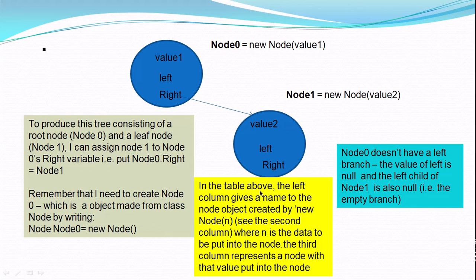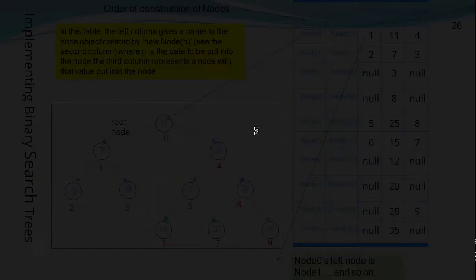Okay, we're going to have a little exploration of a table in a moment. So node 0 doesn't have a left branch. The value of the left is null, and the left child of node 1 is also null. And that's okay. And I guess that the right node is also null by default. I mean, all I've done is to create one node, given it a value to store, and created a second node, which looks like this, and I've given it a value 2, and I haven't done very much else, but I've got a tree of 2 nodes. It's miraculous. Okay, so have a look at this.